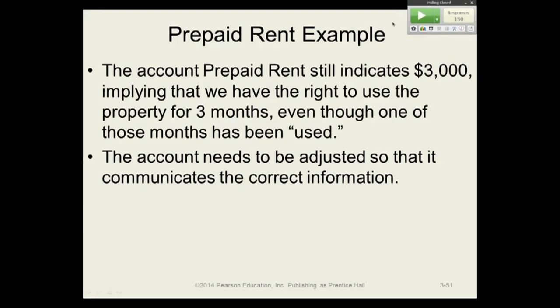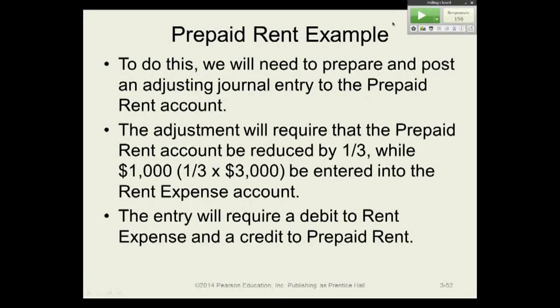So the account, prepaid rent, has $3,000 in the unadjusted trial balance. Once again, the unadjusted trial balance is not fraudulent, it's not erroneous, it's just not brought up to date. So we've got to bring that up to date for the amount that is used, and that information will be communicated to financial statement users. And to do this, as we said, we take 1/3 of this.